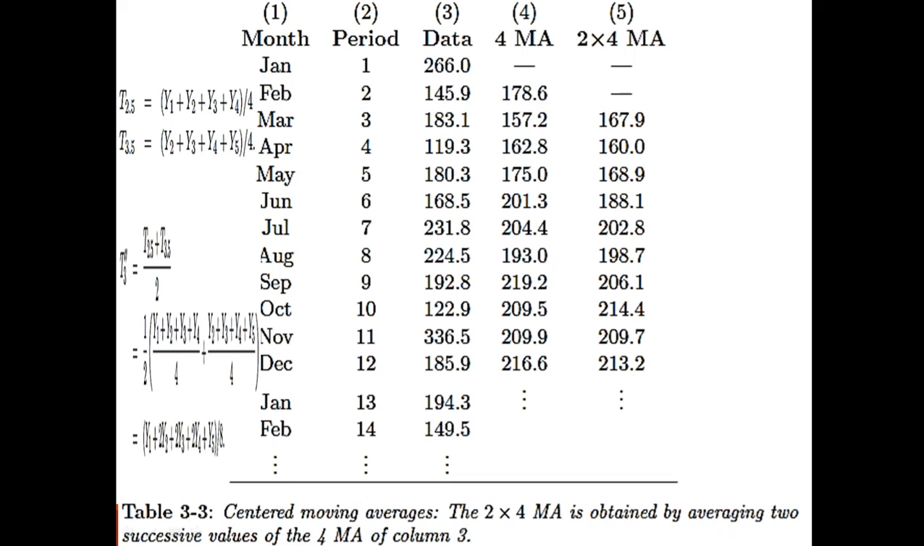So we will take the first 4 observations, average them, and put the result in this column, which is column 4, and so on. We will take the second set, which is February data, March data, April data, and May data, average them and put the result here, and so on until we reach the final one of the data.